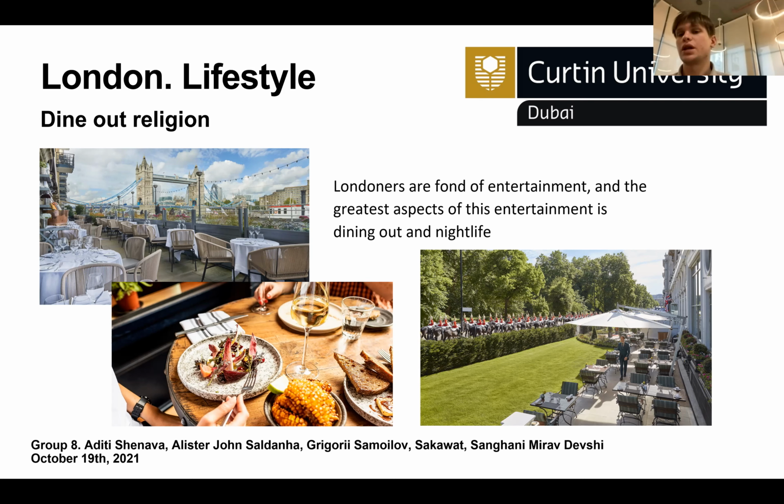Fans of live music tend to go to Camden or Clapham or Brixton, while the bars and gastro bars are mostly in Shoreditch and Hoxton and have become popular within London's bohemian crowd. And now I'm going to pass my word to Mirav to talk about the leisure in London.